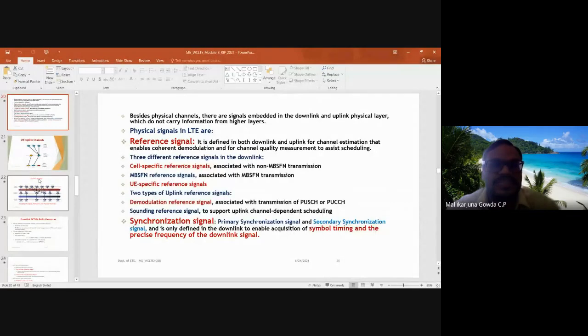Then I said, what is the purpose of the reference signal? It is defined in both uplink and downlink for channel estimation. That enables coherent demodulation, as well as channel quality measurement to assist the scheduling. Second one is the synchronization signal. So broadly, physical signals in LTE are two: one is the reference signal and the other is the synchronization signal. Under synchronization, I said there are two synchronization signals.